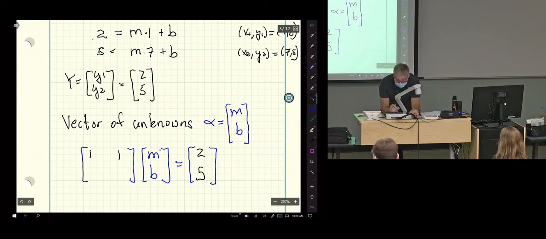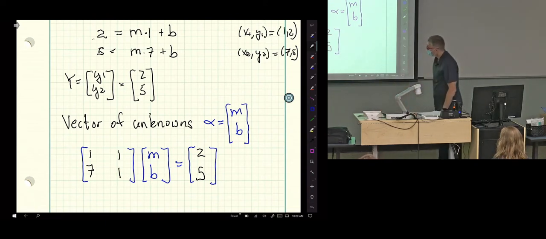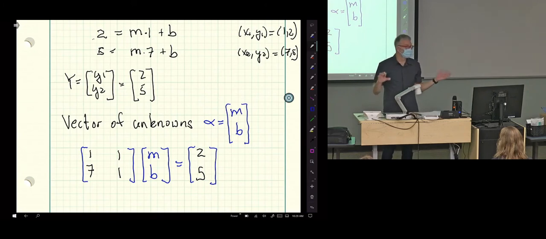Okay, and our first unknown is m. What's multiplying m? That's the 7. And then what's multiplying b again? The second unknown, that's also 1. Okay. So, you see, we had to make a choice of what the unknowns were. We needed to identify them. And then we build up the set of equations, and then we write them in matrix form.